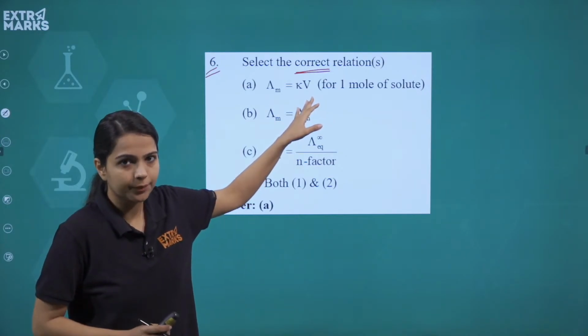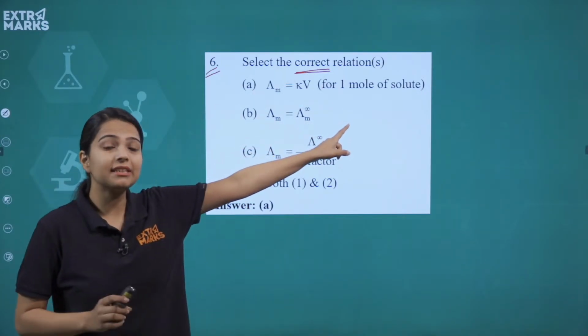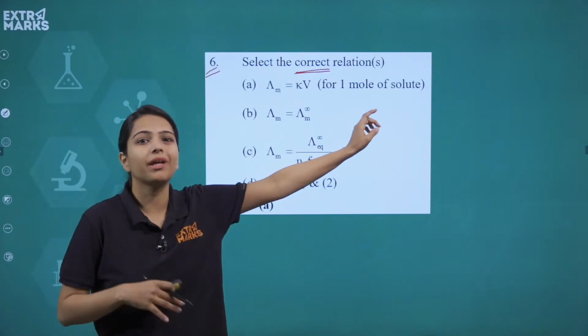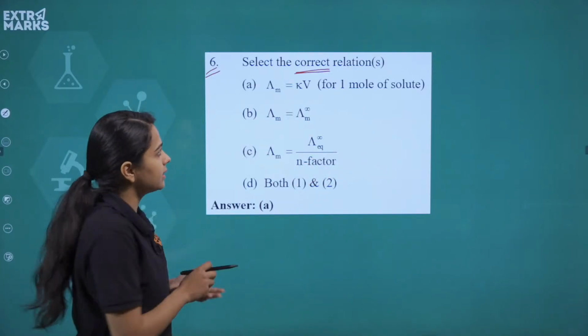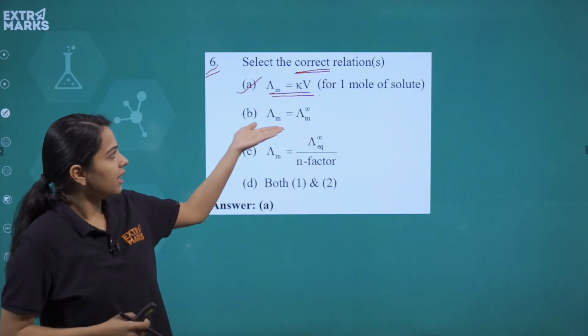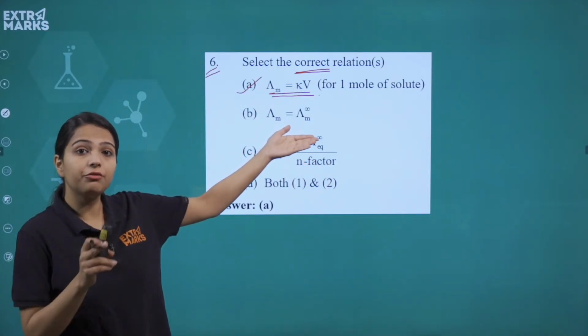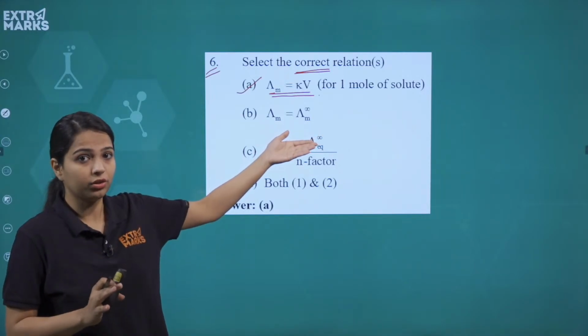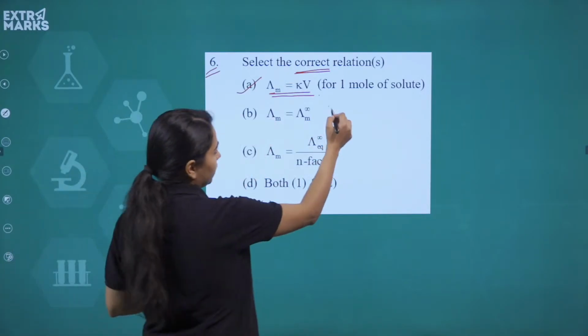1 by rho it is. For 1 mole, because now the concentration will also be 1 molar. Right? So the answer is, the correct relationship over here is this only. Let's see over here. Lambda m is equal to lambda m infinity. Not at all. This is not correct here. This relationship is totally wrong.